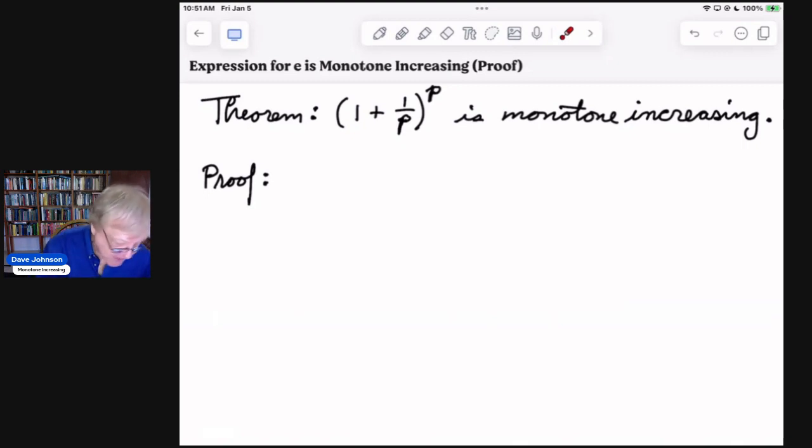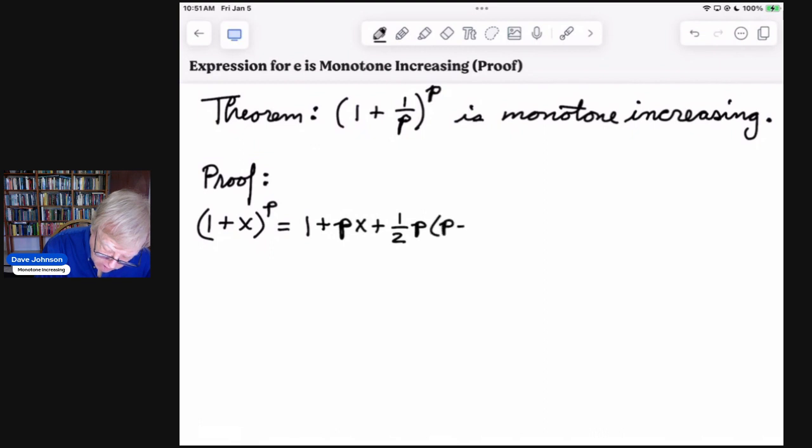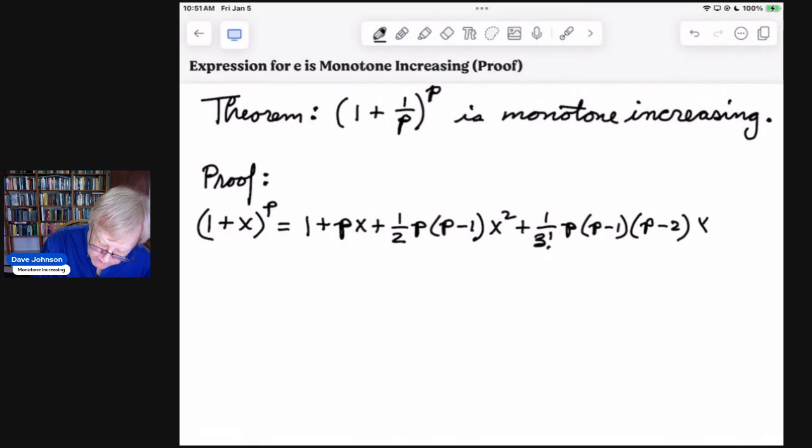And so let me write that down. 1 plus x, and that's a binomial. Let's use the power p. It's the same symbol, it means the same thing. So this is equal to 1 plus px plus 1 half p times p minus 1 x squared plus 1 over 3 factorial p times p minus 1 times p minus 2 x cubed plus, and some more terms.